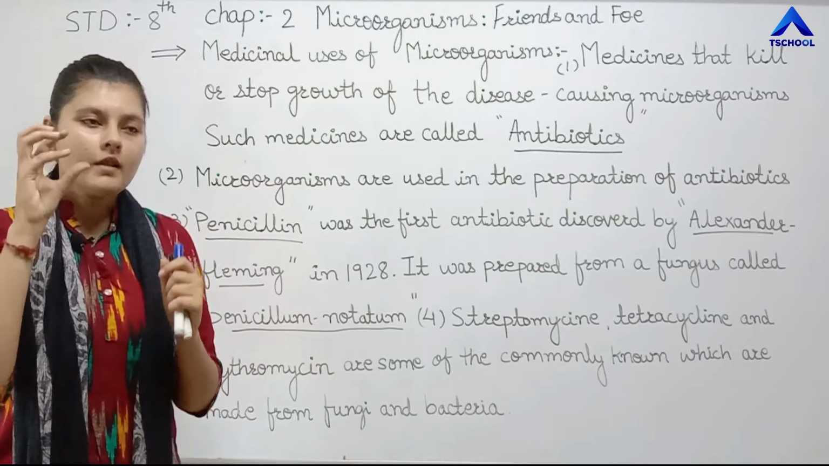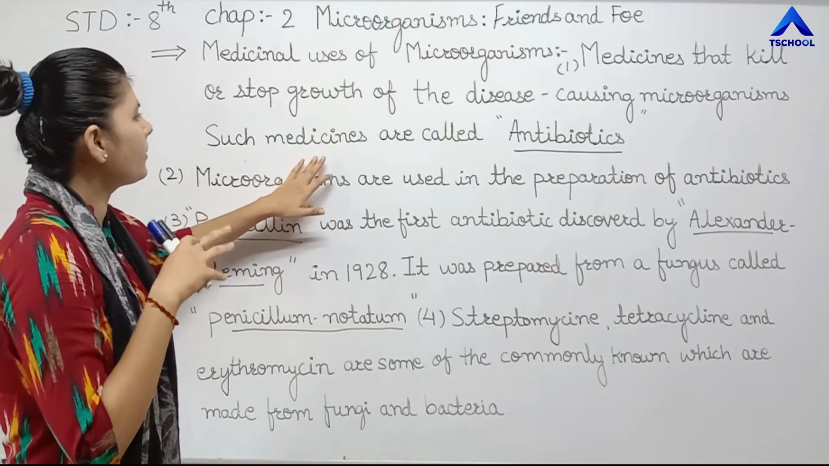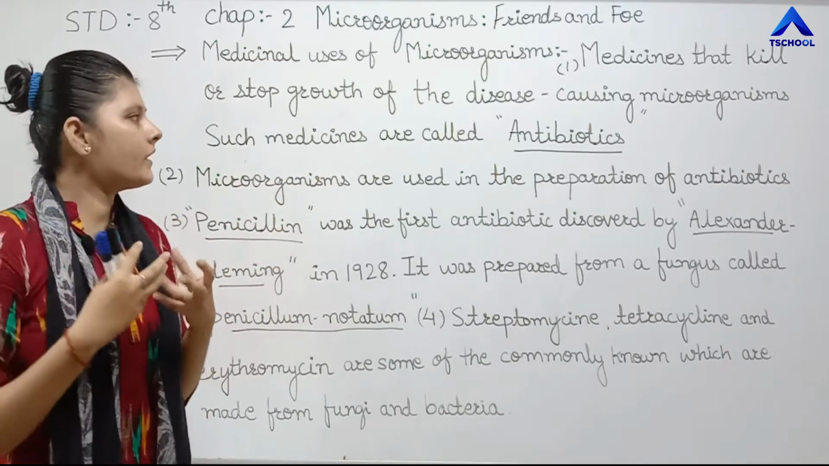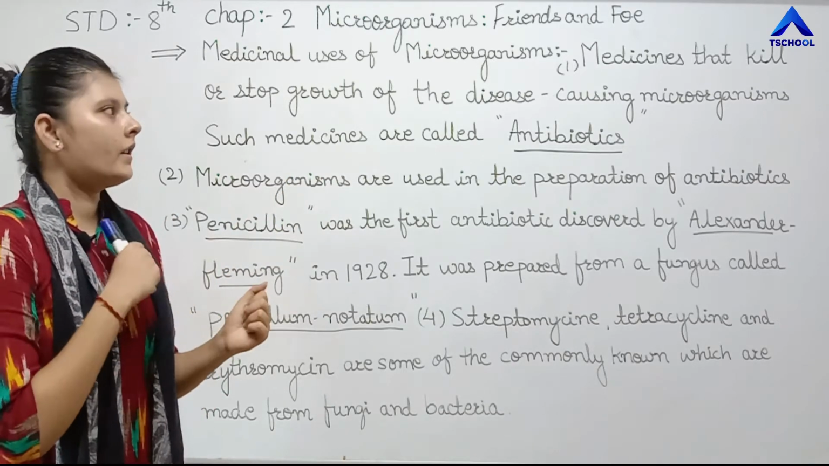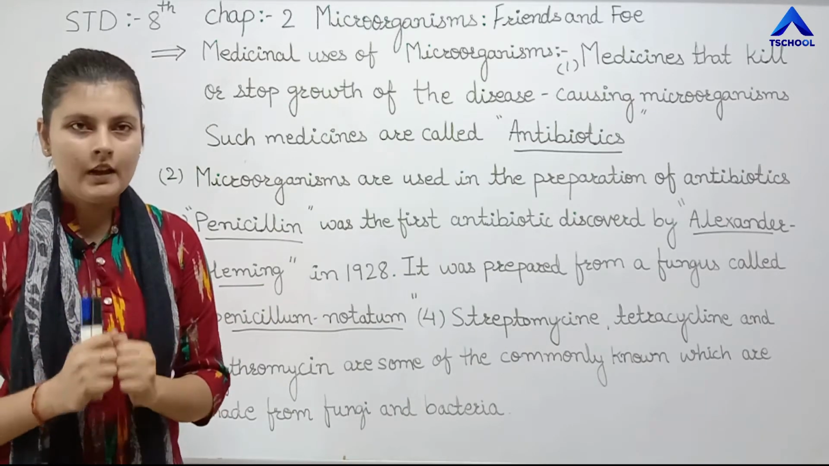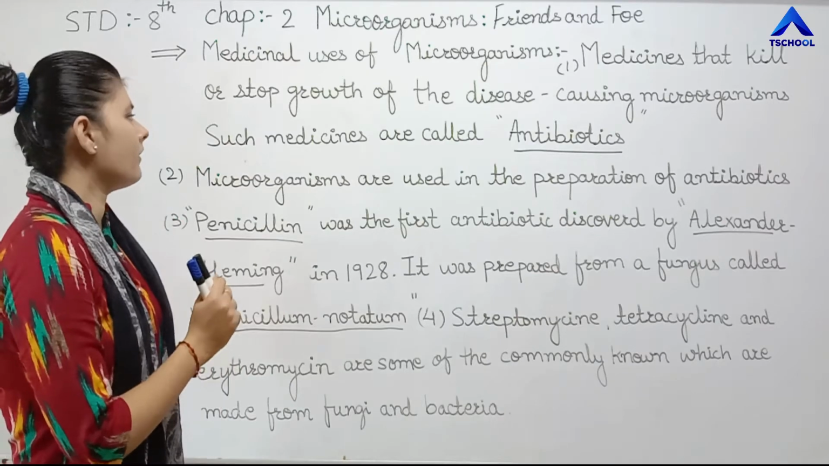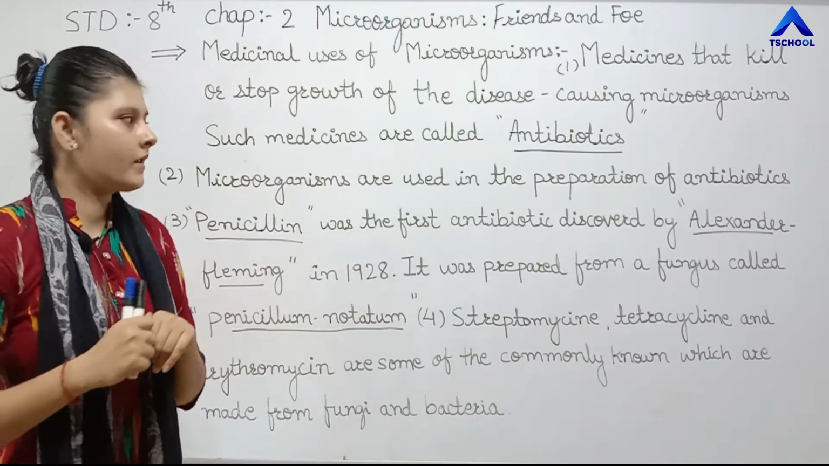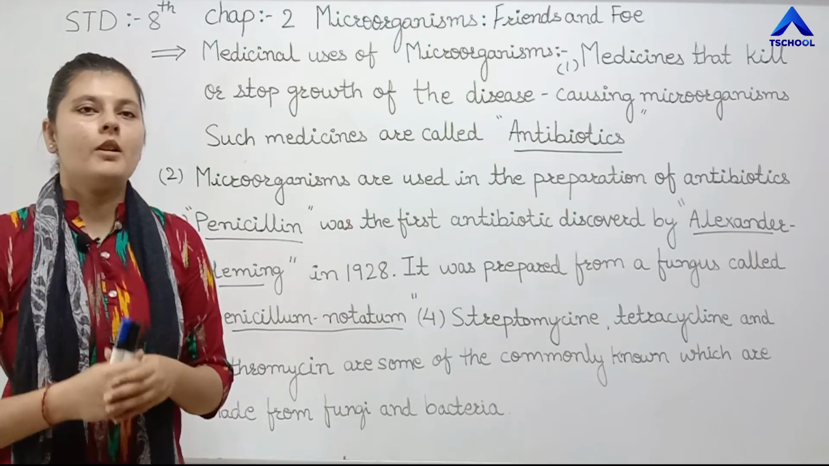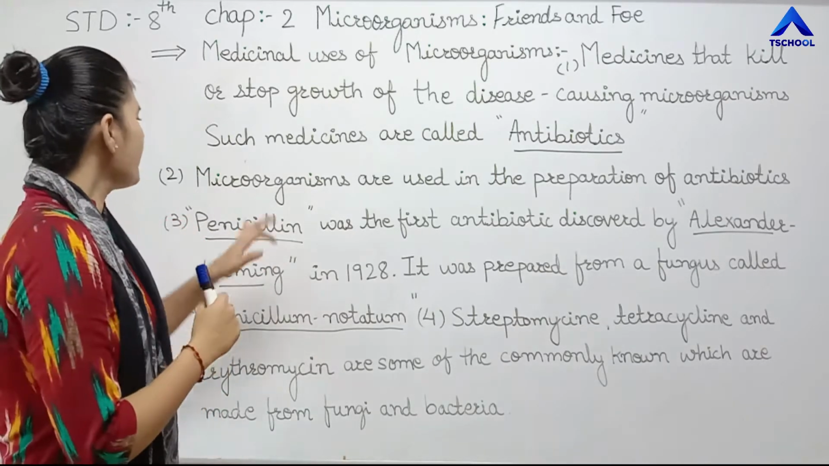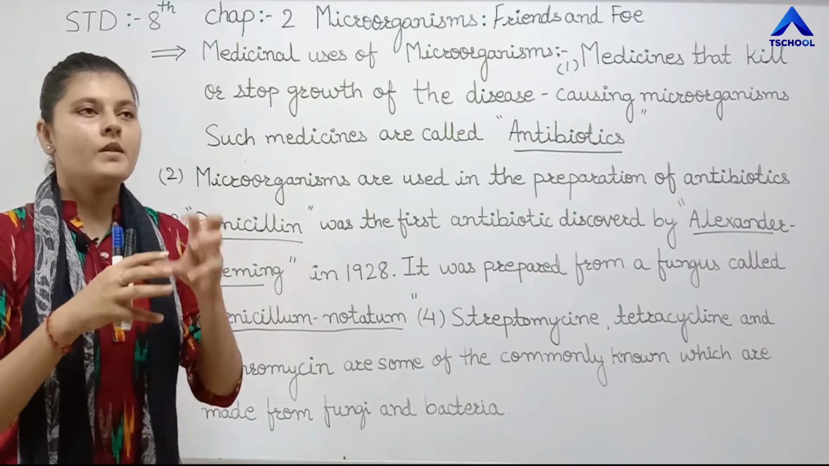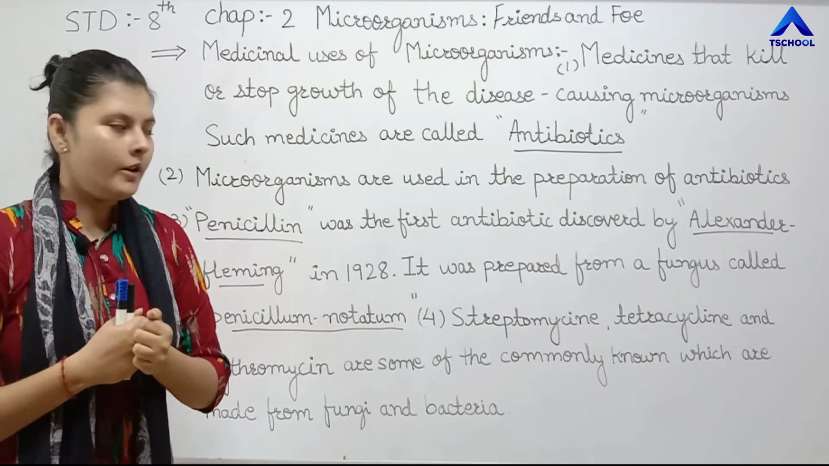Because the doctor wants to control the growth of these microorganisms which are causing diseases, right? If they are going to kill the bacteria or stop the growth of bacteria, then such kind of medicines are called antibiotics, right? Further we are going to know about antibiotics, which is the first antibiotic and who discovered it. Microorganisms are used in the preparation of antibiotics.